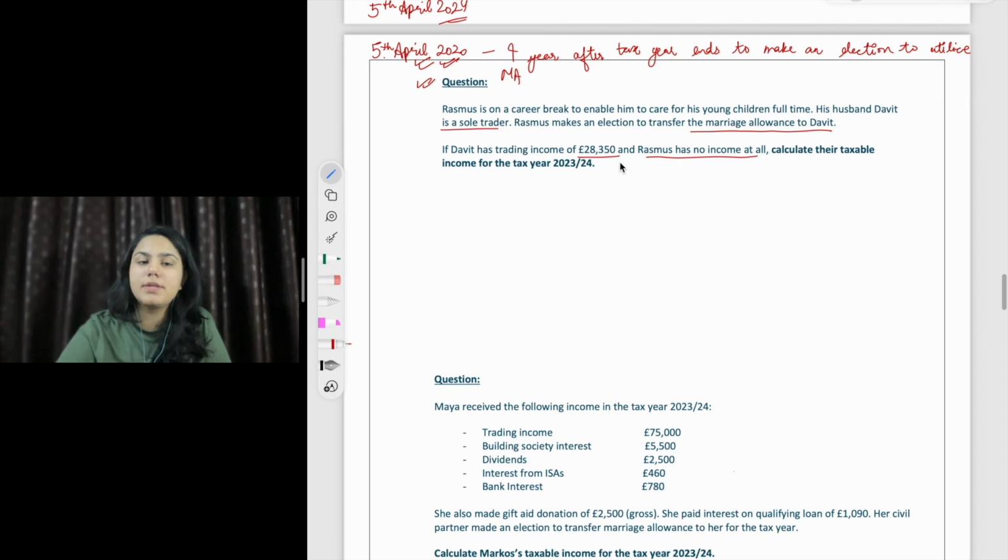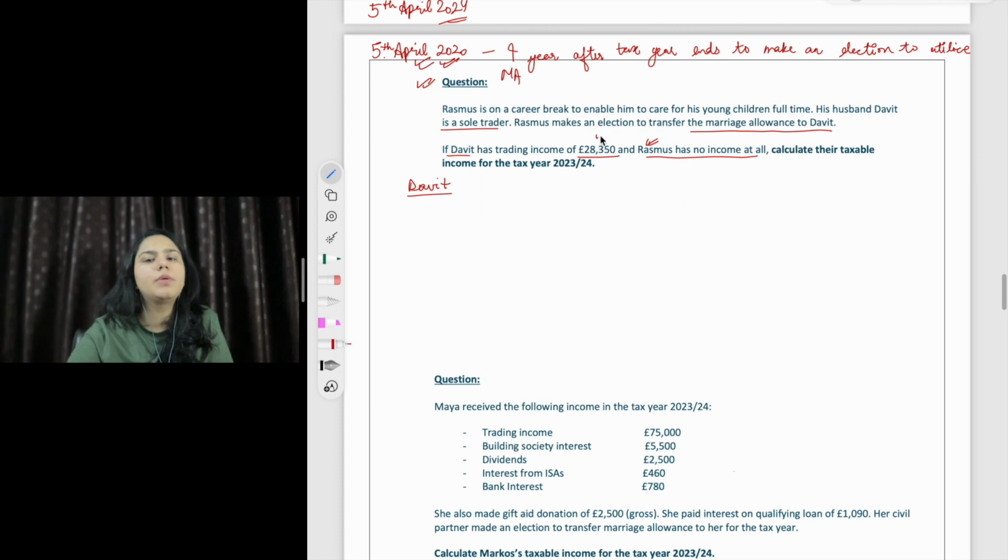So both of these are basic rate taxpayers. It means their income is falling under 37,700, that's my basic rate tax bracket. We have to calculate taxable income for both of them. Rasmus has no income, so no taxable income. We are going to do it for David.